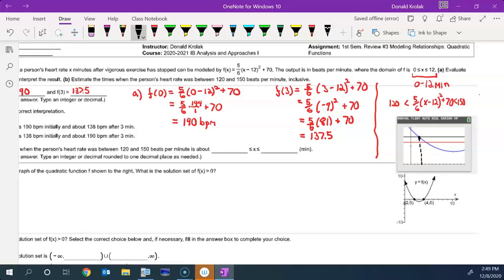All right, the Y coordinate of that line is 150 beats per minute. And then I want to find the X coordinate, how many minutes until your heart rate was down to 120. So this point right here has a Y coordinate of 120. And I want to figure out what the time is. So we can use the intersect function on our calculator.